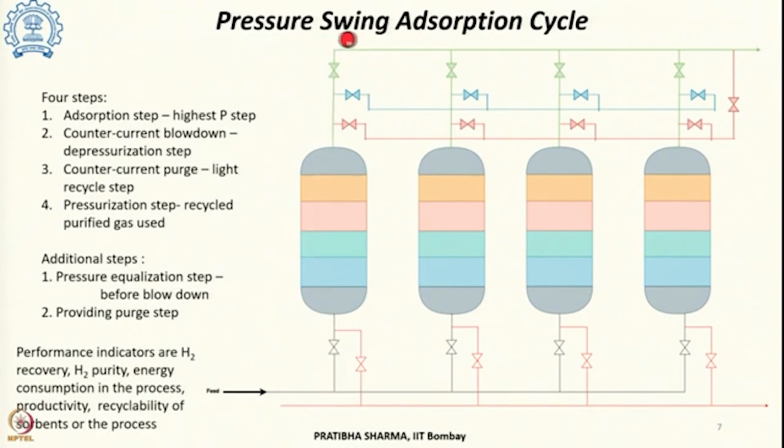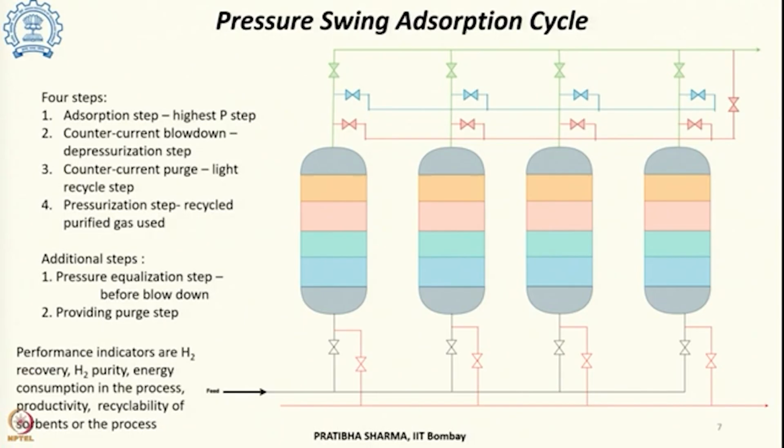Hydrogen is collected on the product side. Now, once the bed gets saturated with impurities, then comes the second step, the counter current blow down step. After its saturation, to regenerate the bed, the pressure is reduced. At that time, the feed gas is stopped. The pressure in the blow down step is not reduced in a single step.